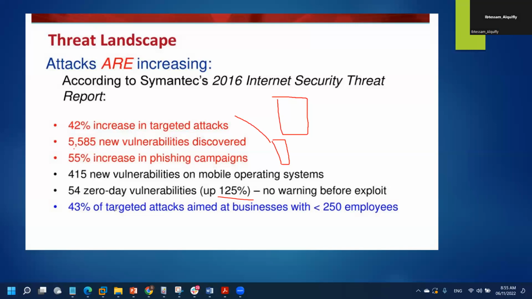43% of targeted attacks aimed at businesses with less than 250 employees. Why? Because the attackers are smart. They know that the big companies are spending a lot on IT system security, and they have enough funding to defend themselves. So the attackers really go after the mid-size ones, which don't have enough means to protect and detect all the new attacks. So they are going after the easy targets.